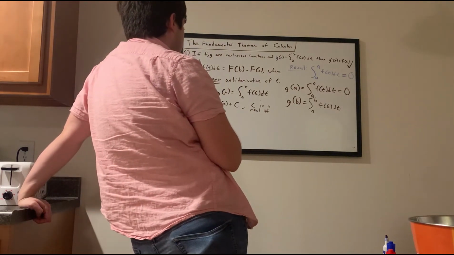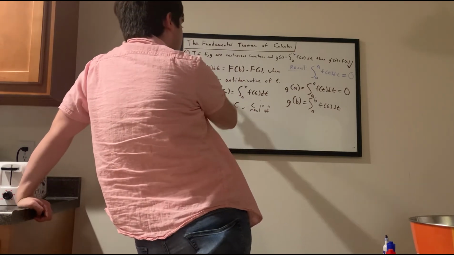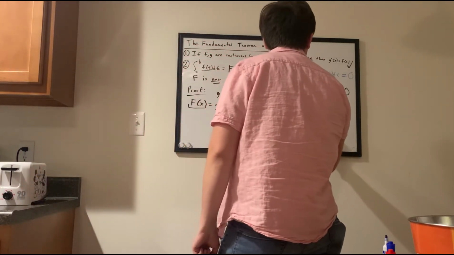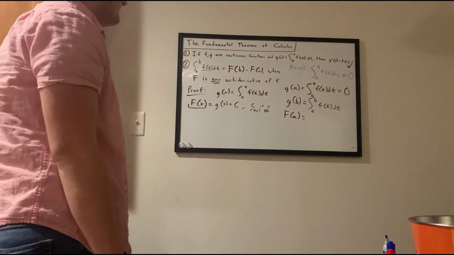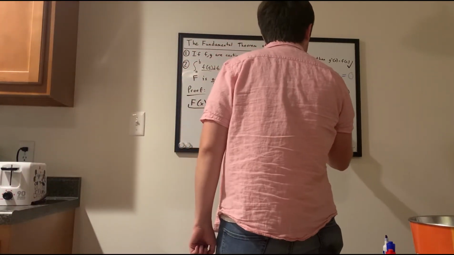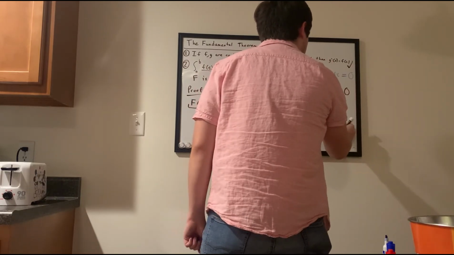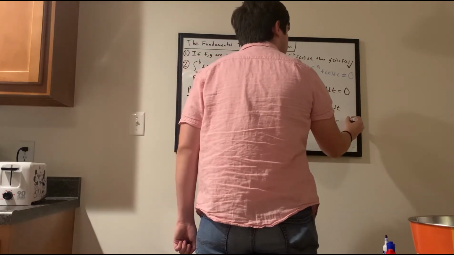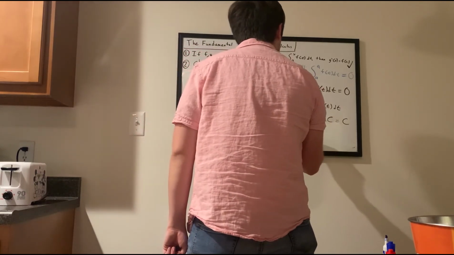So let's talk about real quick, of course, I need to figure out what my values are at big F to be able to plug in here. So what is big F of a? Well, it's simply going to be g of a plus c. But g of a, we already said, was 0, so this is simply just c. What about big F of b?